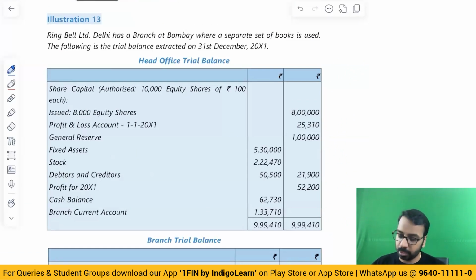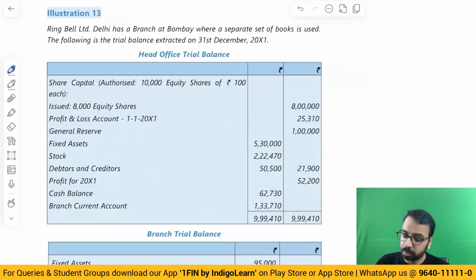Clear? Okay. Now, next one. Ring Bell Limited has a branch at Bombay. Sometimes they ask for incorporation; we will come back to the questions also. Generally, not 90%, 70% will be stock and debtors method. There is a 10% chance that these entries are asked in the examination.